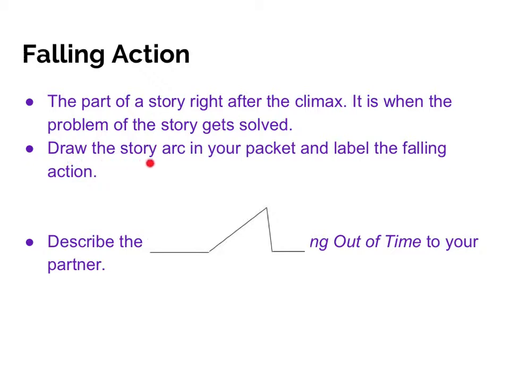So draw the story arc in your packet and label the falling action. Draw this in the third column and draw where the falling action would be. And now what this is supposed to say is describe the falling action of Running Out of Time to your partner.